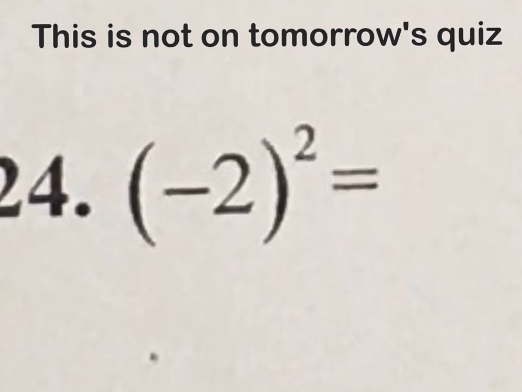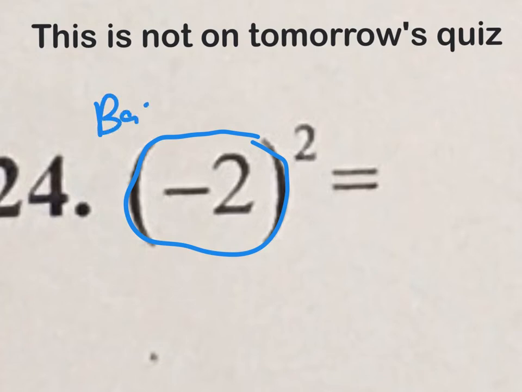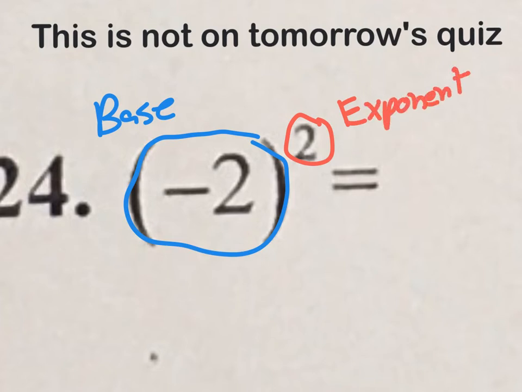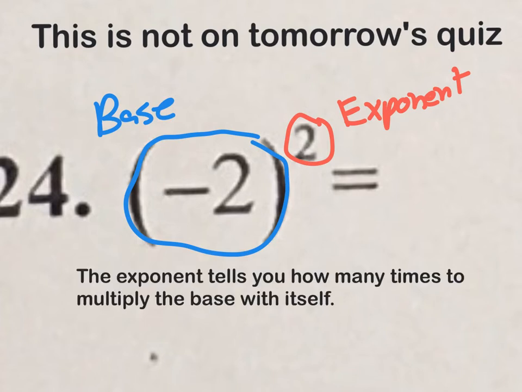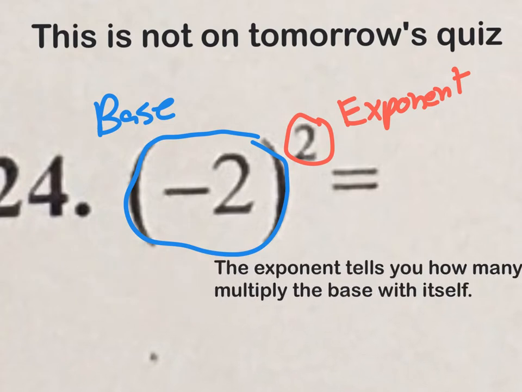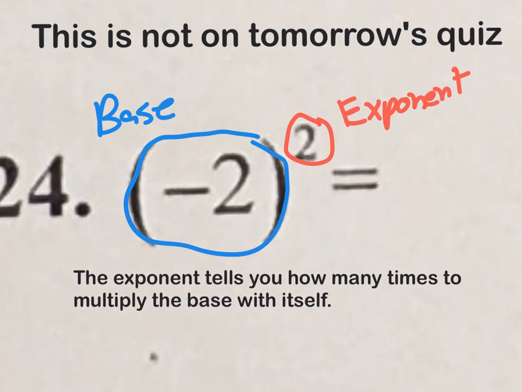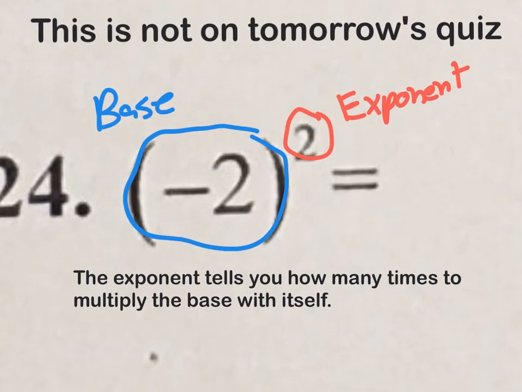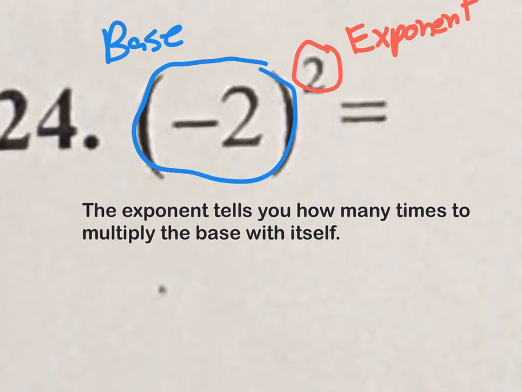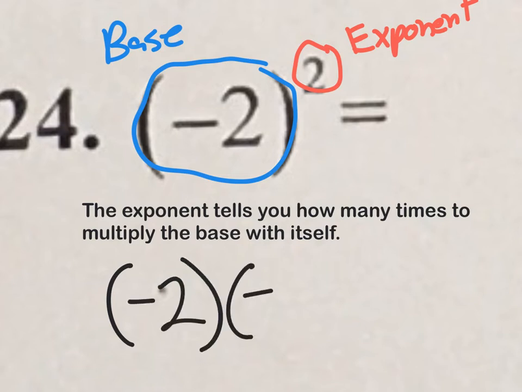Number 24. This guy right here is called the base. This little guy up here is called the exponent. The exponent tells you how many times to multiply the base with itself. So this base is -2, and the little 2 up on top tells me to write that -2 two times.